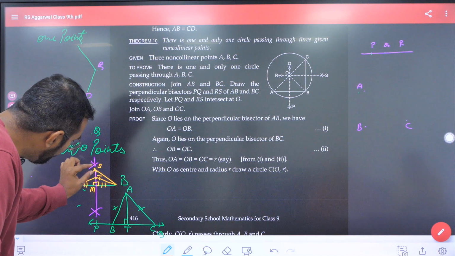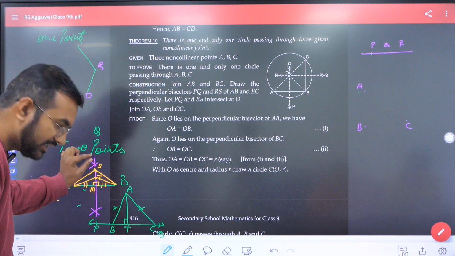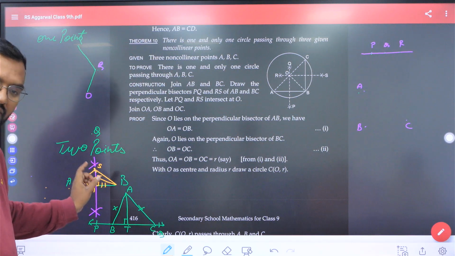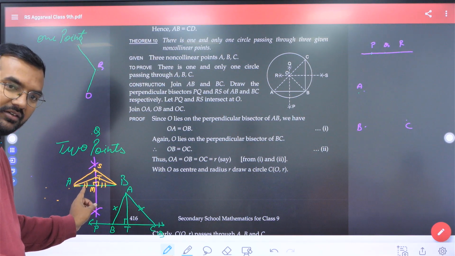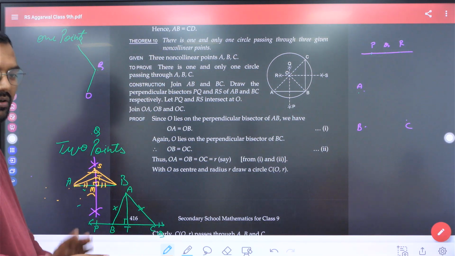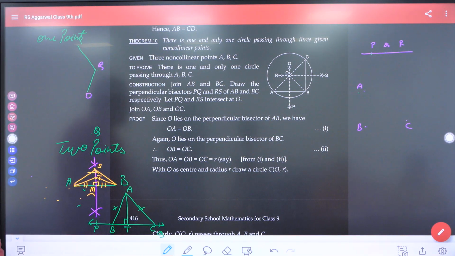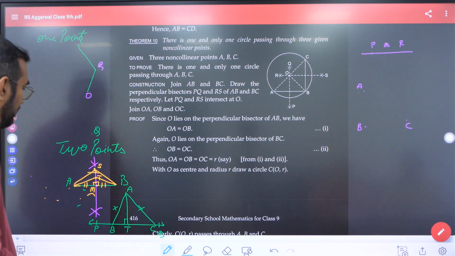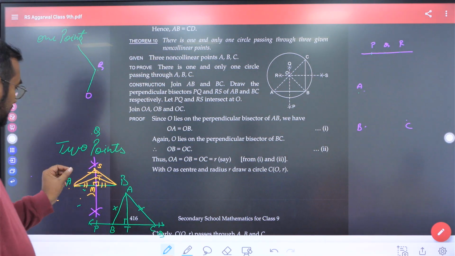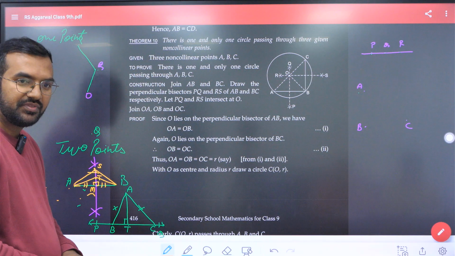Similarly, whenever you take a point on this perpendicular bisector, A and B will be equidistant from that point. So we can take infinite points on this line. So we have infinite points from which A and B are equidistant.